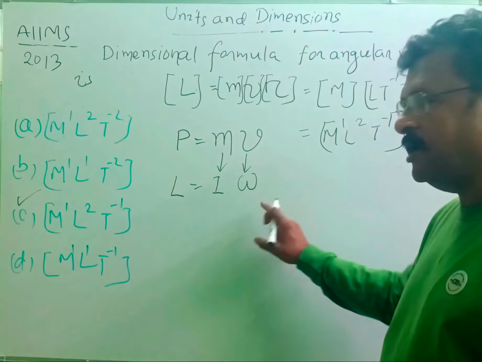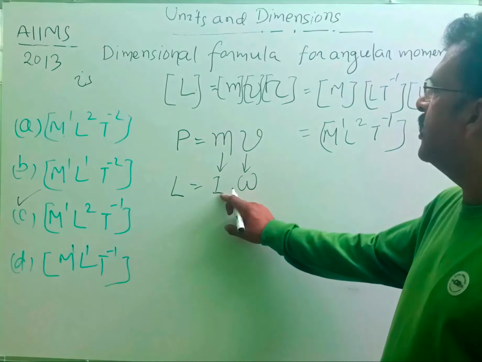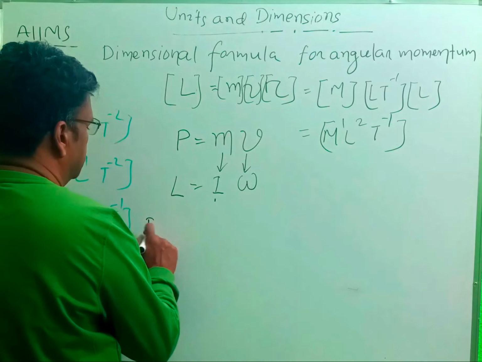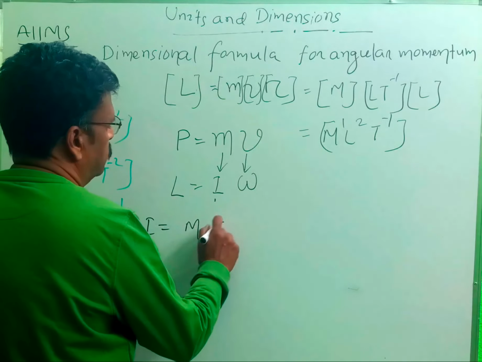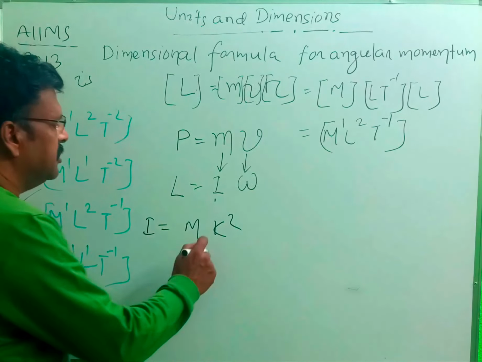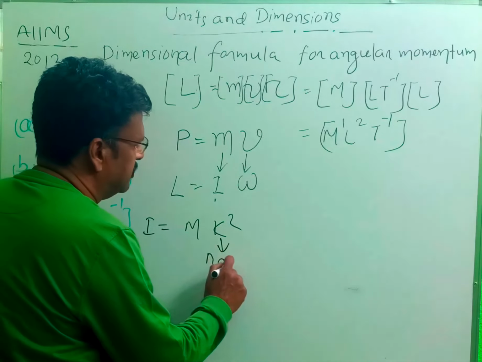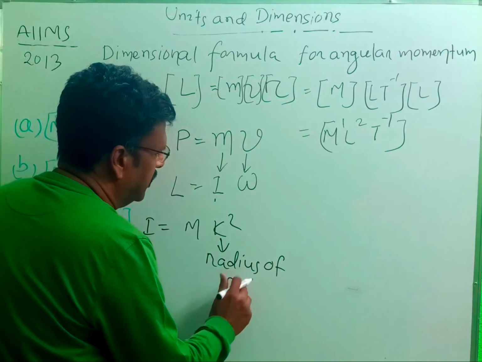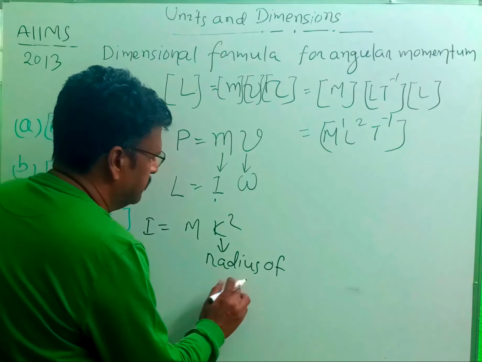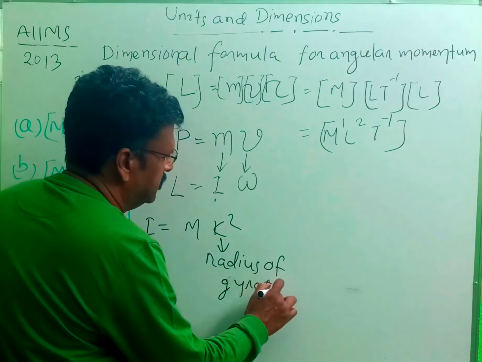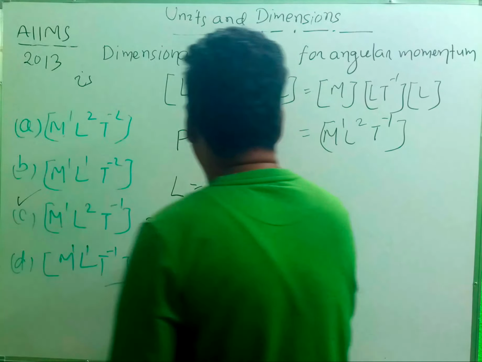You have already studied in circular motion. And what is moment of inertia, student? The formula for moment of inertia, I, is mk^2, where mass m is the mass of the rigid body and k is the radius of gyration. This is also a length. Okay, student, radius of gyration. This is the formula for moment of inertia.